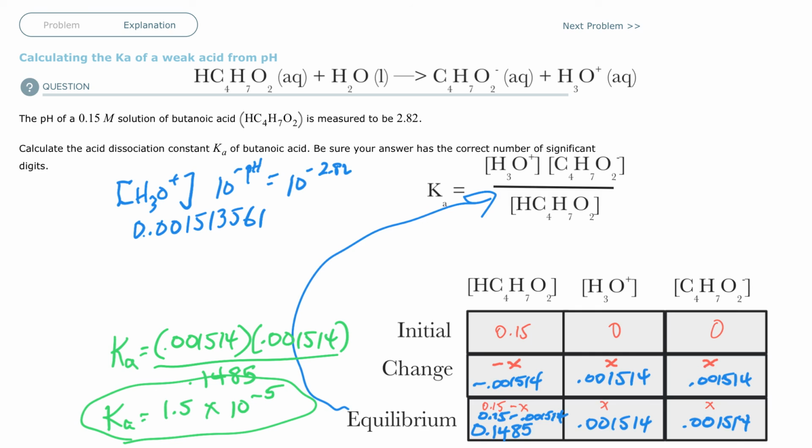That means very little product. It's a weak acid, so it's not going to dissociate very much. It's not going to break up very much. You're going to have mostly butanoic acid in the water with a little bit of hydrogen and a little bit of the conjugate base.